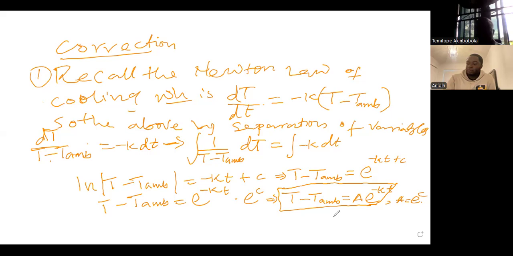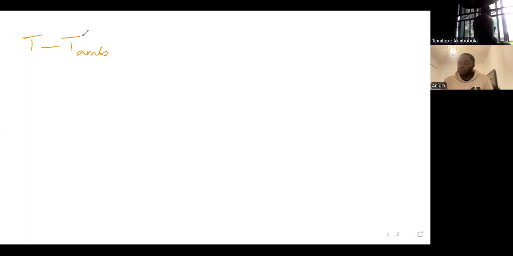Is that clear? Now we use the initial conditions given. So you can quickly write this. When you're done, let me know. T minus T amb equals A e raised to power minus kt. So that is what we have.